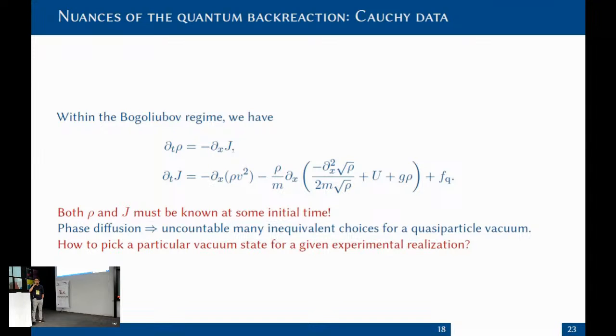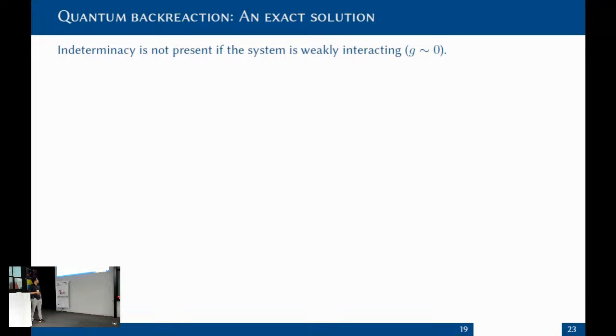So you might wonder, okay, so this back reaction scheme serves no purpose because you cannot actually use it to make experimental predictions. Well, there is a way out, and the experimentalists do know that. You should start with a very weakly interacting condensate, because in that case there is no phase diffusion. And then you perform a quantum quench to a finite interaction strength. By doing that, the vacuum state of the theory is well defined throughout the evolution. So there is no indeterminacy.